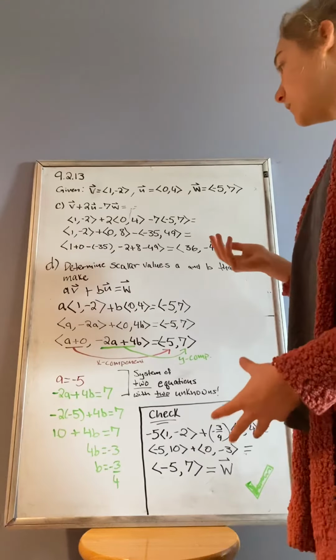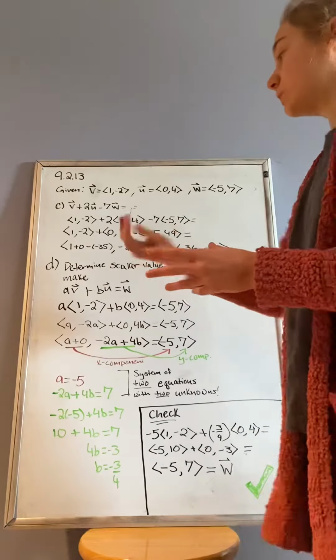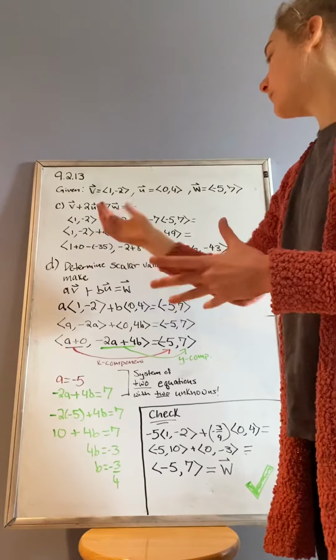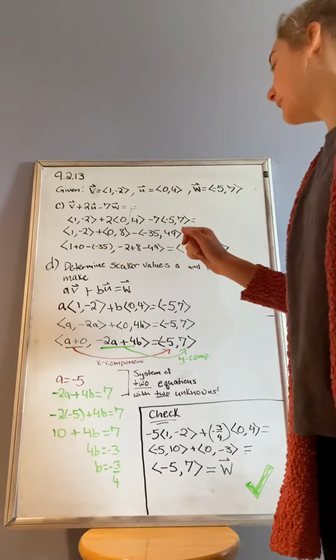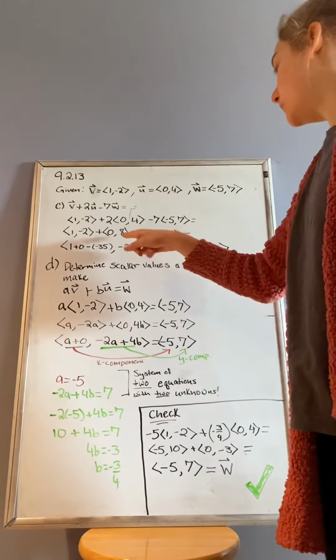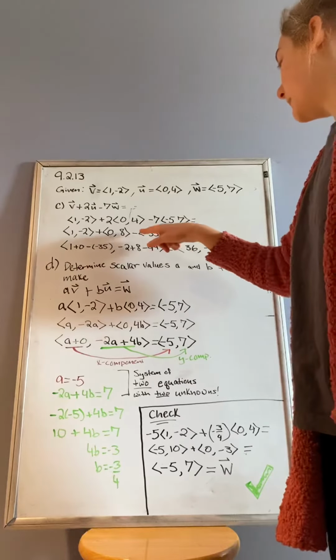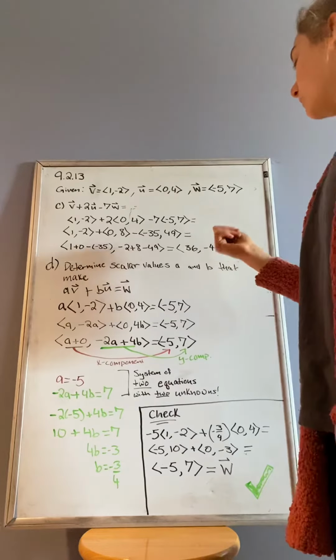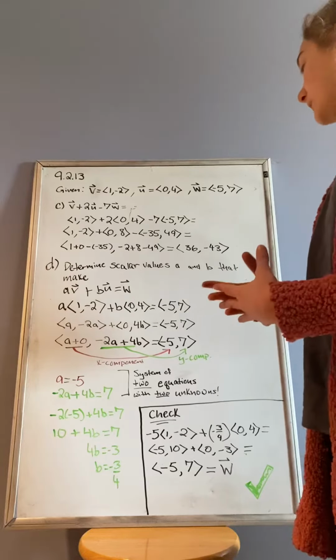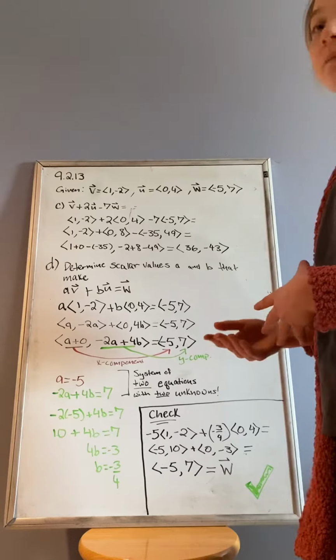This is going to equal, then we're going to add our x components, so we get 1 plus 0 plus 35, and then -2 plus 8, and then here's our minus sign, so minus 49. And our resultant vector is <36, -43>.